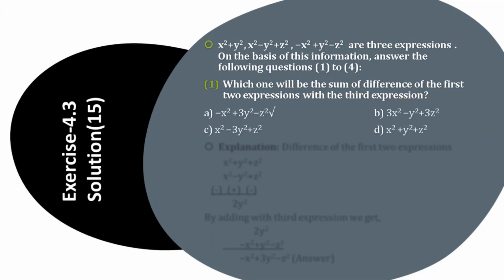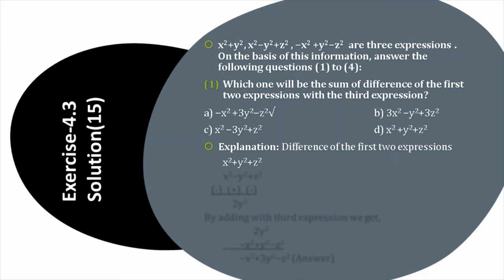And these are the options, my dear, and the answer will be minus x² plus 3y² minus z². This is the tick mark. Let us see the explanation. Which one will be the sum of the difference of the first two expressions with the third expression? So at first we have to find out the difference of the first two expressions.